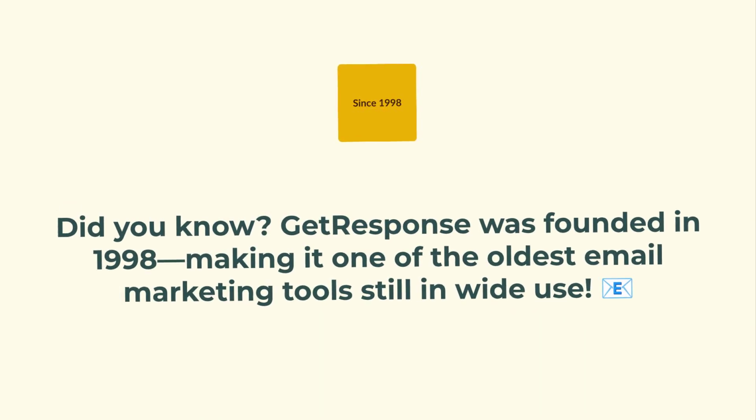Oh, and here's a quick fact while we catch our breath. Did you know GetResponse was actually founded way back in 1998? That makes it one of the longest-running email marketing tools still around. How many platforms can say that?